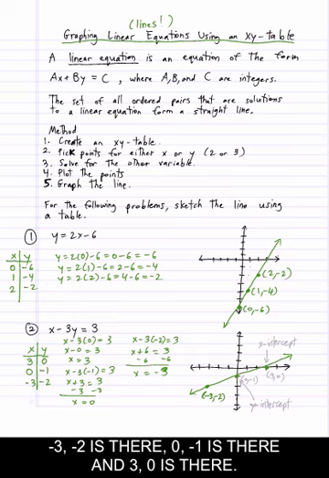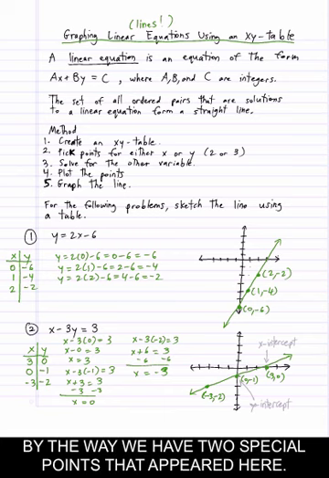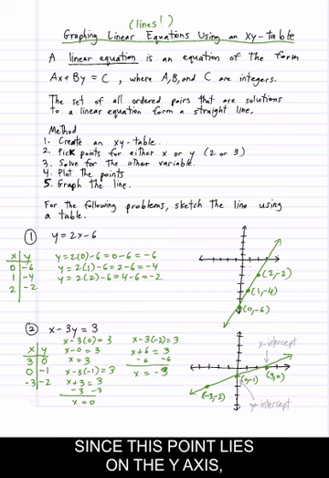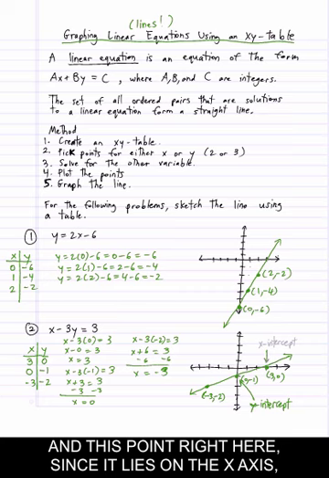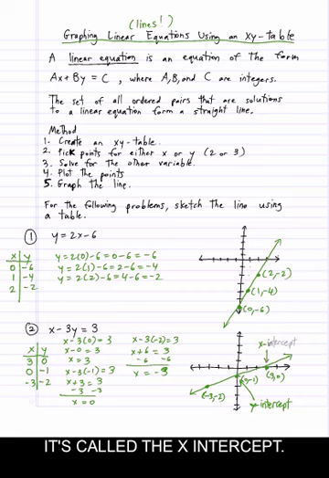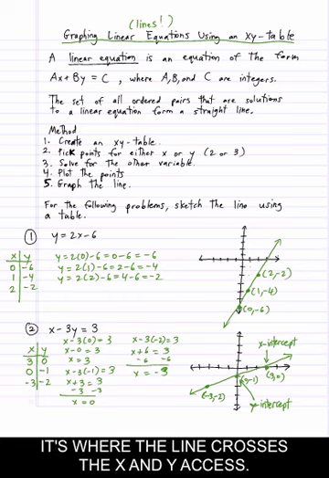Negative 3, negative 2 is there. 0, negative 1 is there. And 3, 0 is there. By the way, we have two special points that appeared here. Since this point lies on the y-axis, this is called the y-intercept. And this point right here, since it lies on the x-axis, is called the x-intercept. These are special points. It's where the line crosses the x and y-axis.